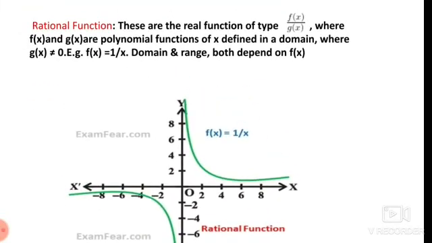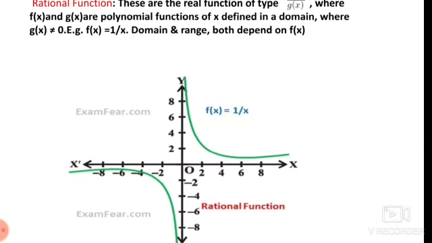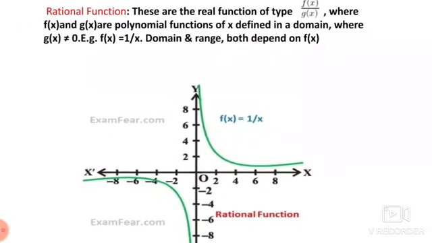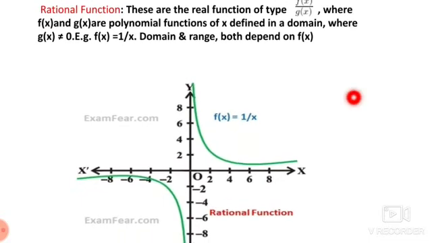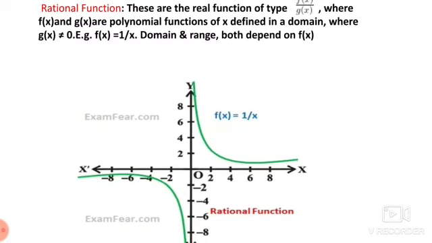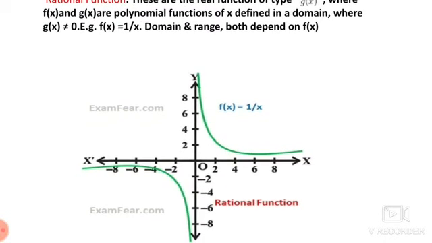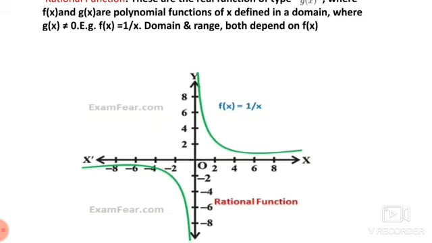Next is the rational function. Rational functions are real functions of the type f of x by g of x. You know what is a rational number. It will be of the fractional form, where f of x and g of x are polynomial functions of x defined in the domain such that g of x is not equal to 0. See, this is the graph of 1 by x, and this is called a rational function. Here also, for different values of x, you will get different values of y.